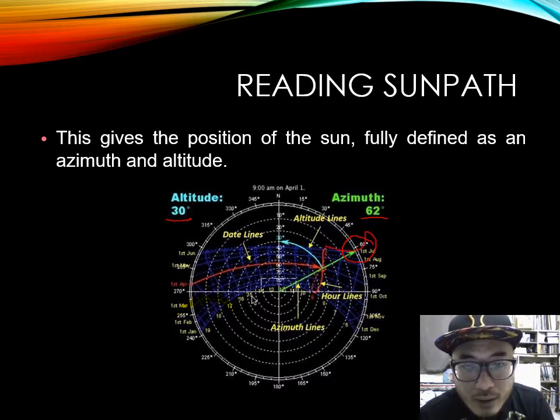And then where do we find the angle of altitude of 30 degrees? It is here. So with that information, we can find that this is the position of what we just discussed. Altitude of 30 degrees and azimuth of 62 degrees.